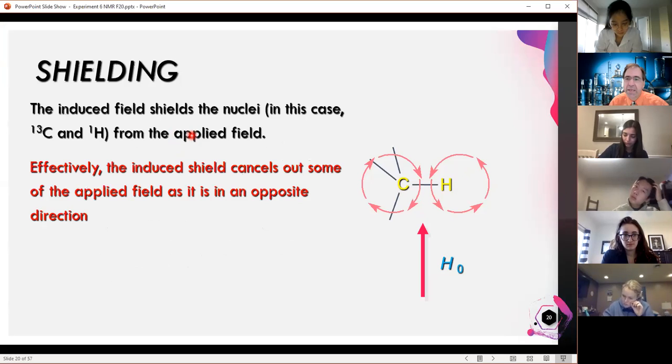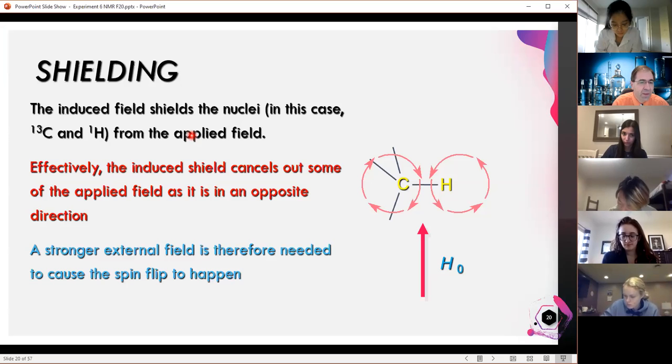And if you remember a minute ago, I said the amount of applied field changed the energy of the spin flip. So if you can cancel out some of the external field, then you change the energy of the spin flip. So that's really why one proton appears in a different place than another proton. Okay, so with a stronger external magnetic field, a stronger energy is needed to flip the spin. That's what I just said.